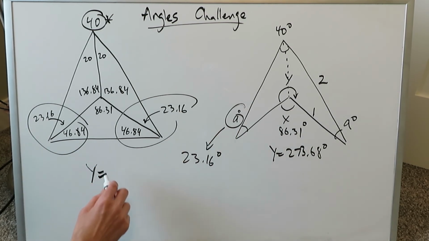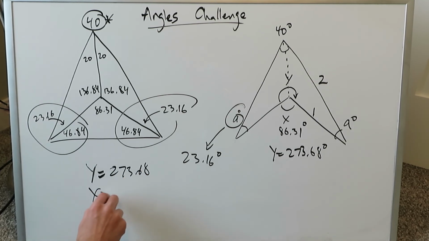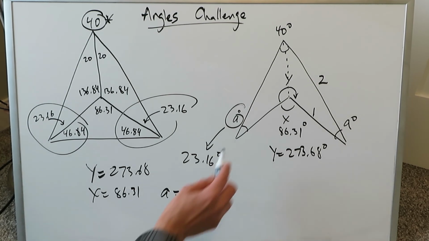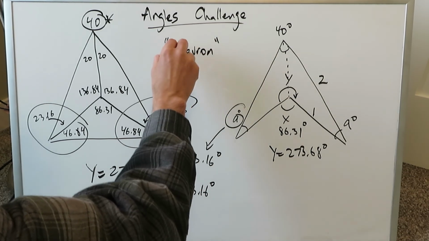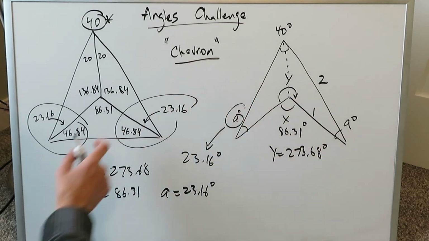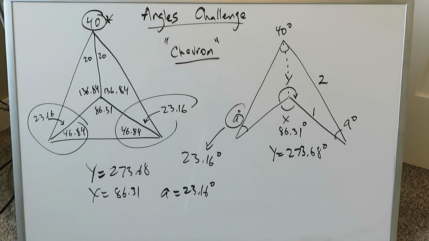Y was equal to 273.68. X was equal to 86.31 degrees. A was equal to 23.16 degrees. And this right here is a shape which is called a chevron. I don't know if this is an official name or not, but in America or United States, they call this shape a chevron. And it is determined, the angles here have been determined.